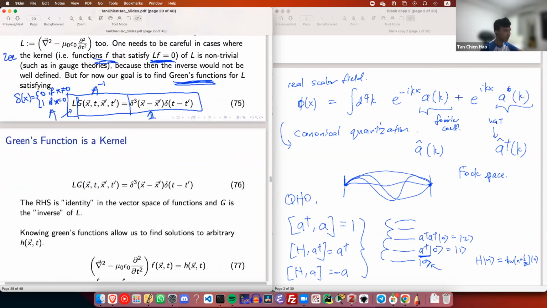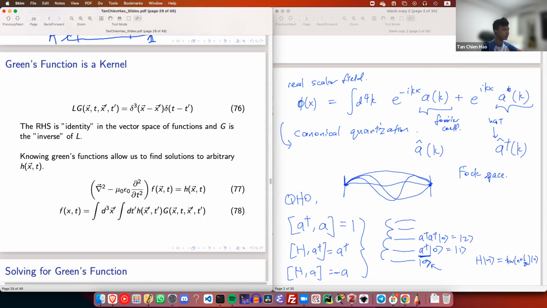So if we have this equation, I claim that if we have this differential equation, and let's say I found the function g that satisfies this identity, then my solution f can be found as an integral of the source function that you give me, together with the Green's function.